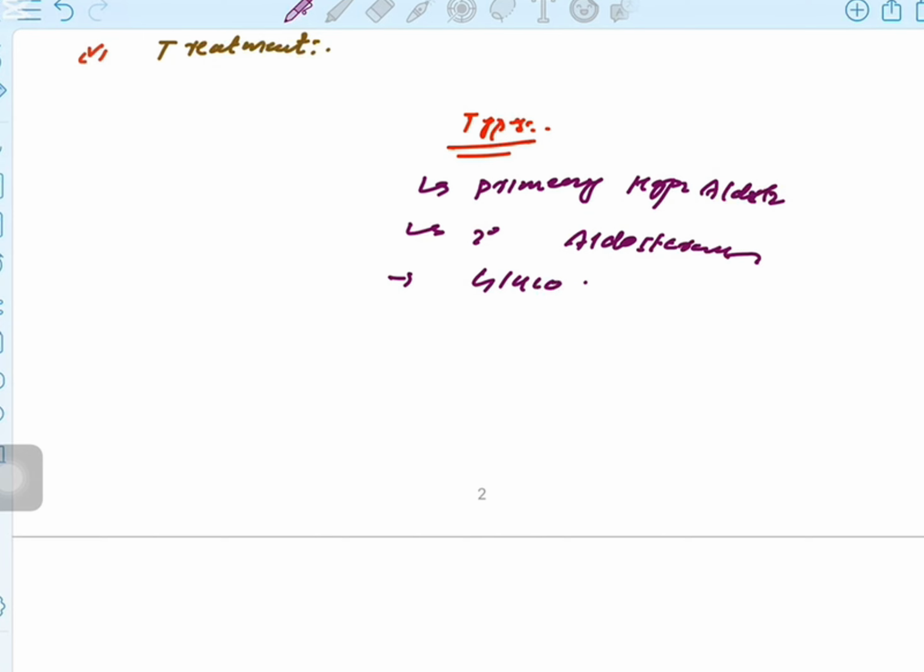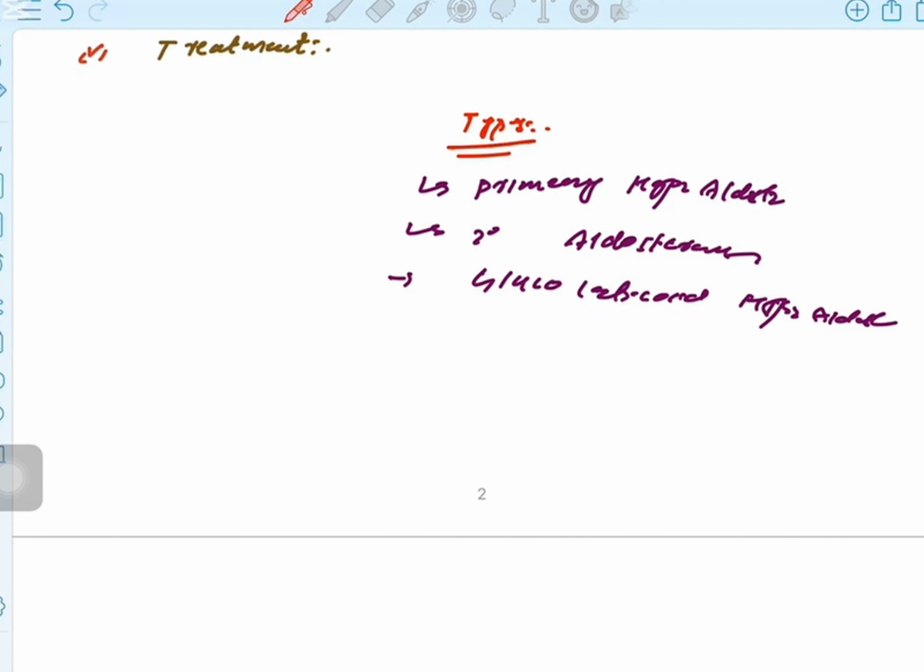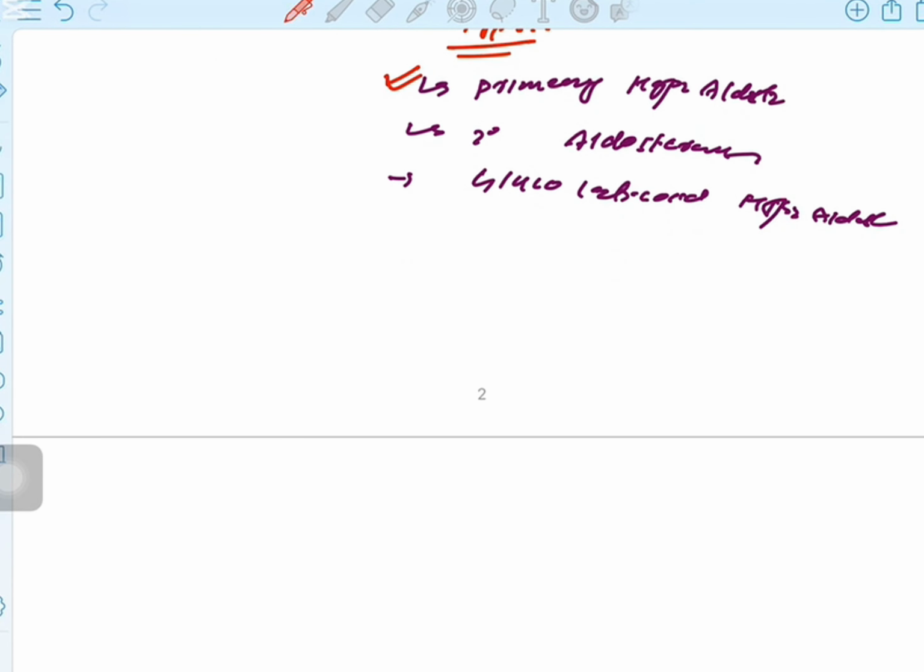What is glucocorticoid hyperaldosteronism? In USMLE Step 2CK, only one type of hyperaldosteronism is discussed in full detail, but we will discuss all the types of hyperaldosteronism because all these types are very important for your exam. First of all, we will discuss primary hyperaldosteronism, and for that we should know the normal physiology of aldosterone.